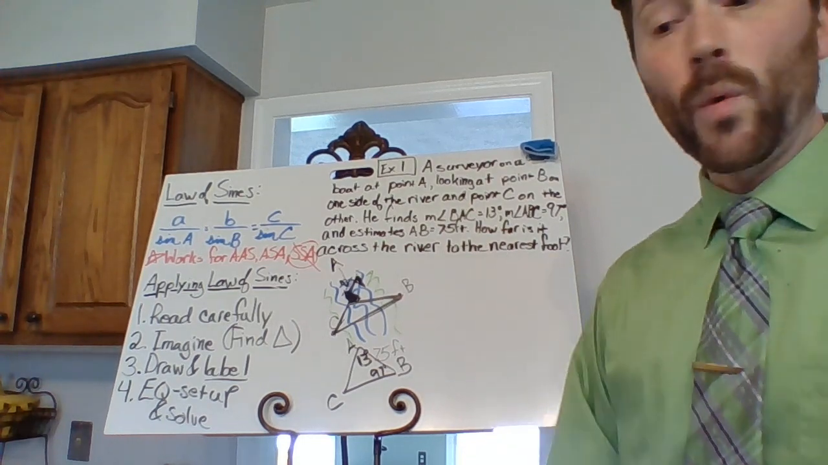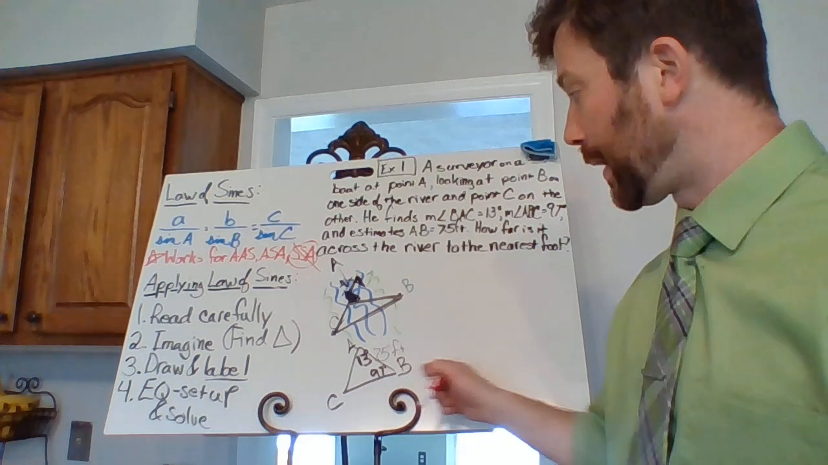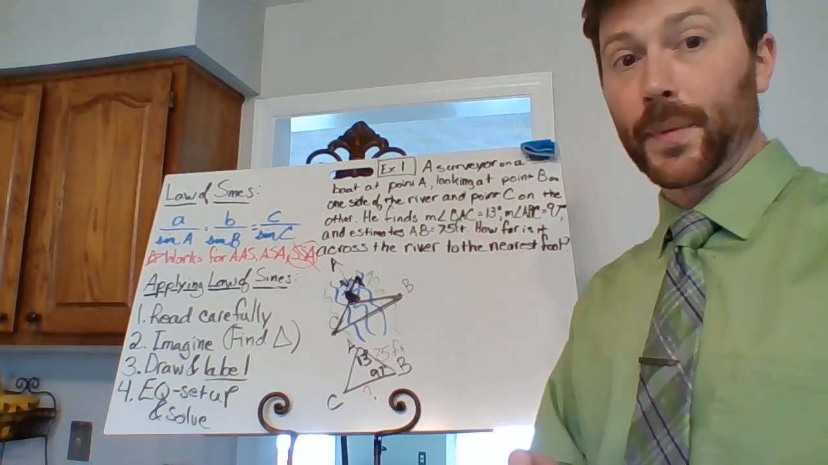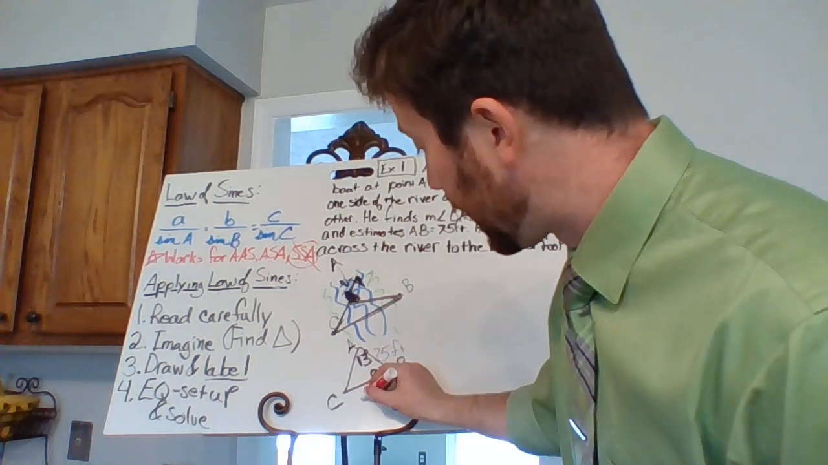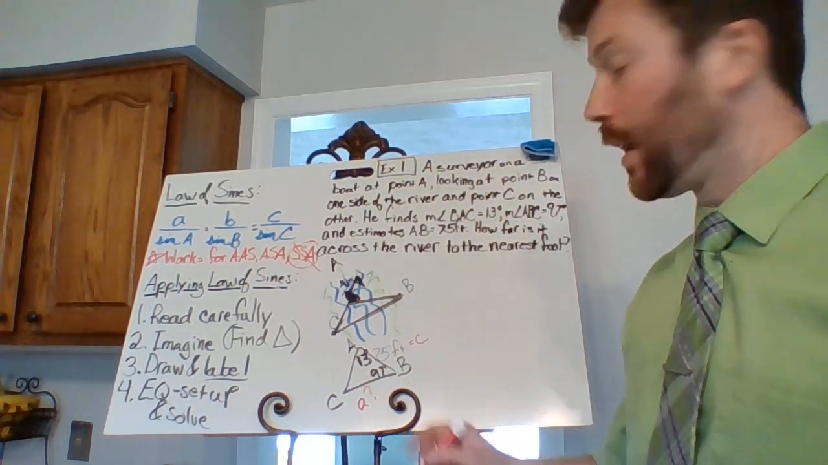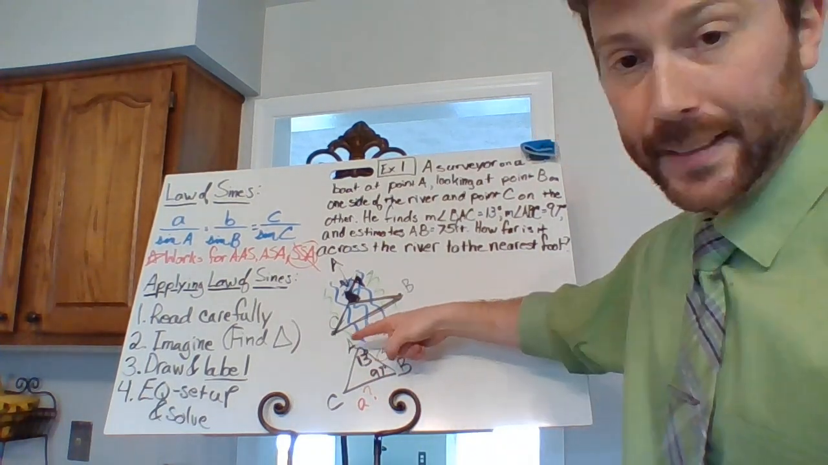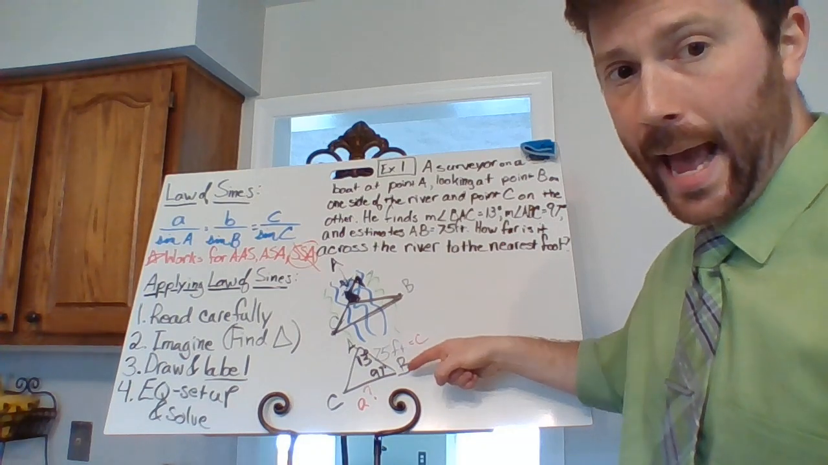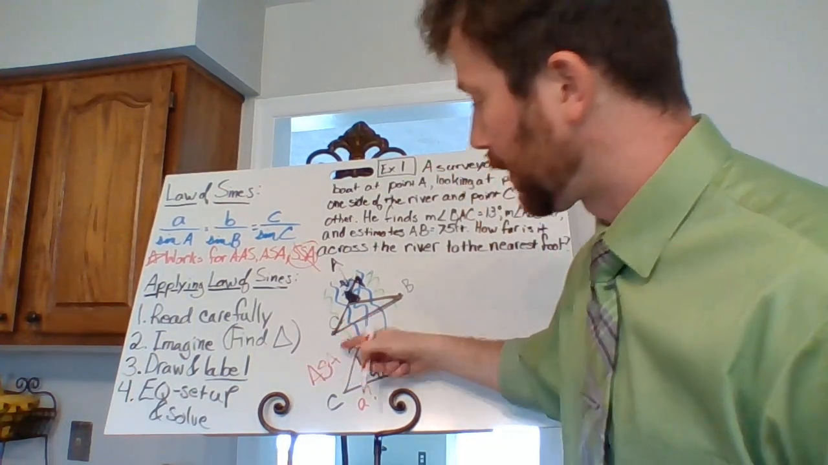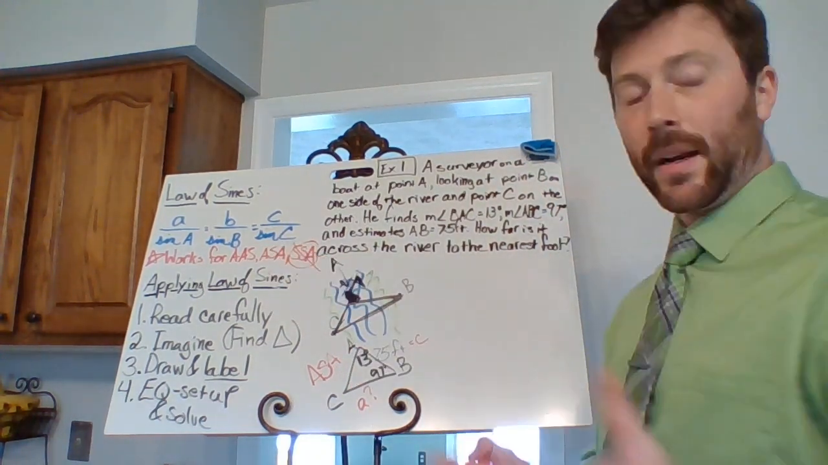Okay, now what we're looking for is the distance across the river from B to C. That's this. This is what we're trying to find. So that's going to be side A. We have side C. We have angle A. We have angle B. So the setup that we have here is angle, side, angle. Angle, side, angle is one of the setups that this will work for. So we'll get our equation set up.